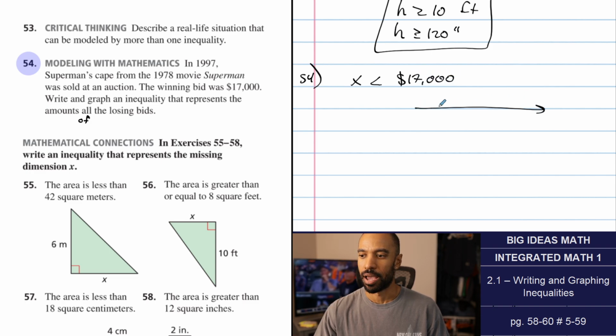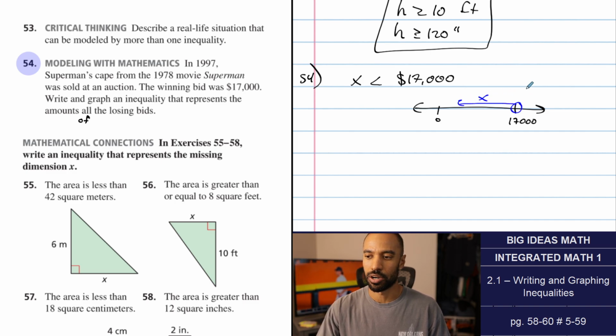Regarding bids, my graph is going to have 0 over here. Let's start the bidding at $0. Now, it's not equal to, because the winning bid was $17,000, so here are our bids.